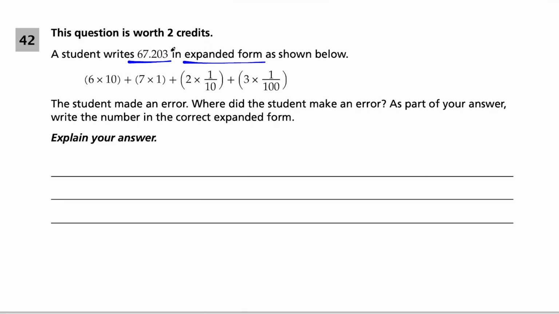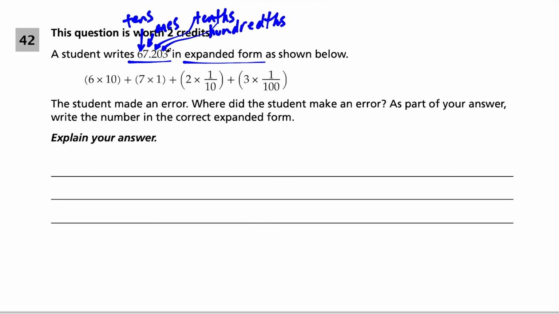So what I'm thinking about here is I'm thinking about the place value. So the 6 here, notice, is in the tens place. And then we have the 7 is in the ones place. And if I write out a few more, the 2 is in the tenths place. And then we have the hundredths place. So hundredths.